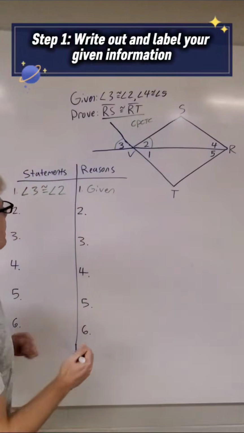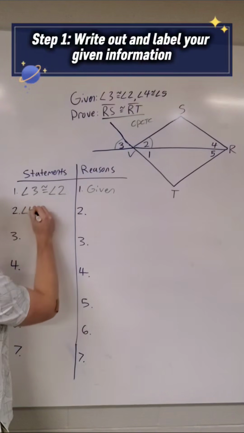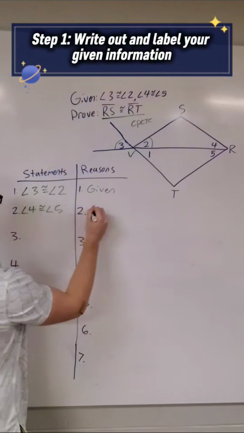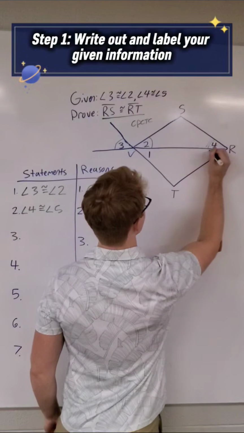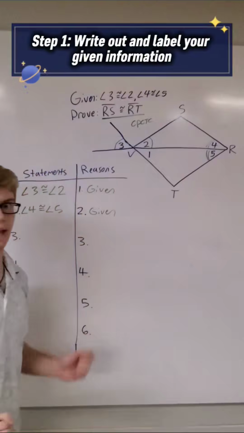Next, we are given that angle 4 is congruent to angle 5. Pretty simple, right? It is also given to us, and I'm going to mark these now with 2 tick marks just because that is a different pair of angles.